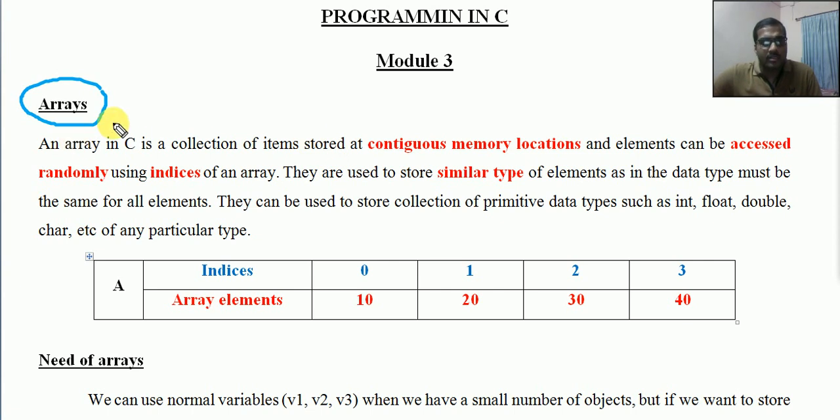An array is nothing but a derived data type that can be used for storing values, and those values are of similar type. Before starting the discussion regarding arrays, let us see what is actually a variable.